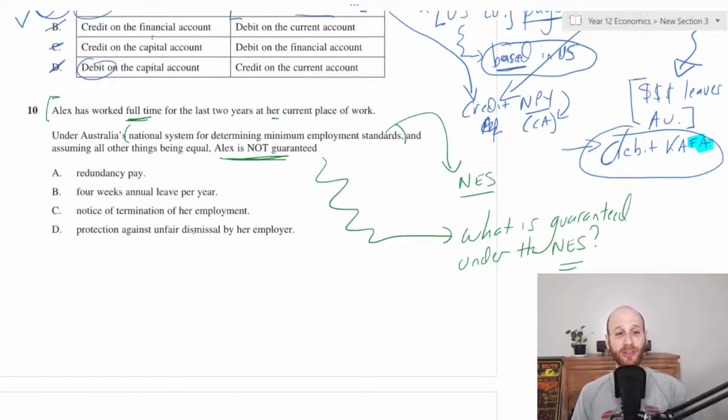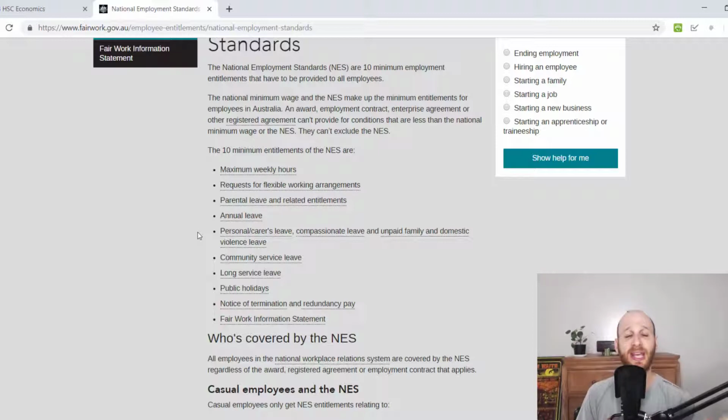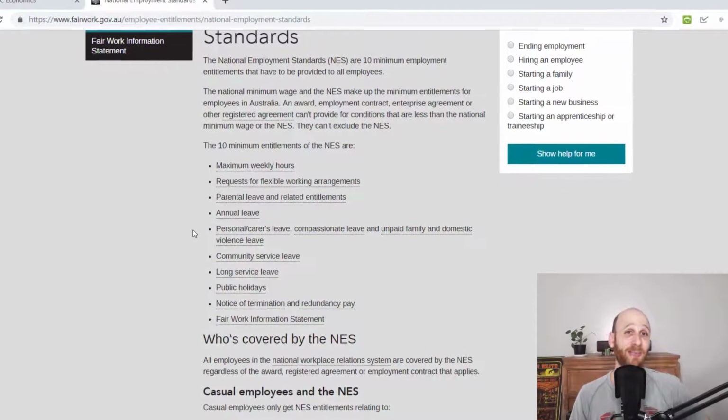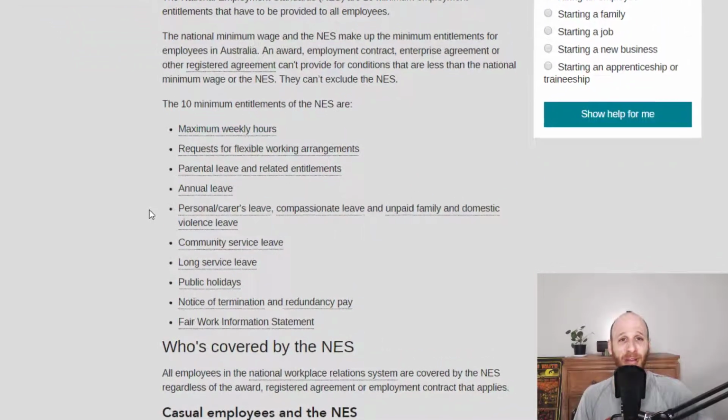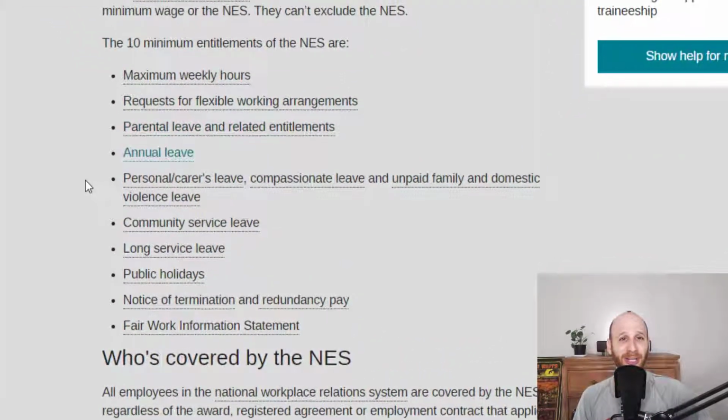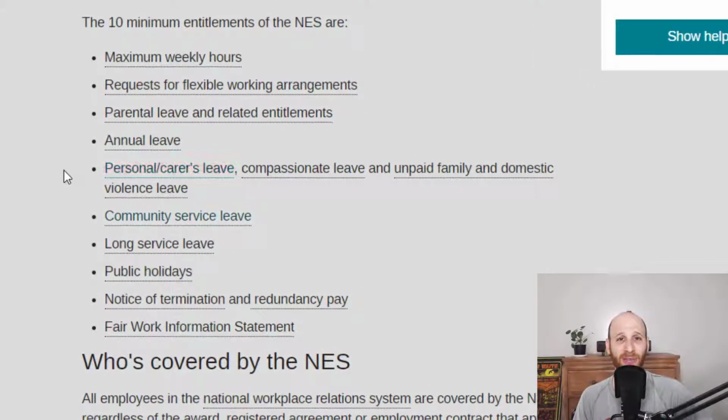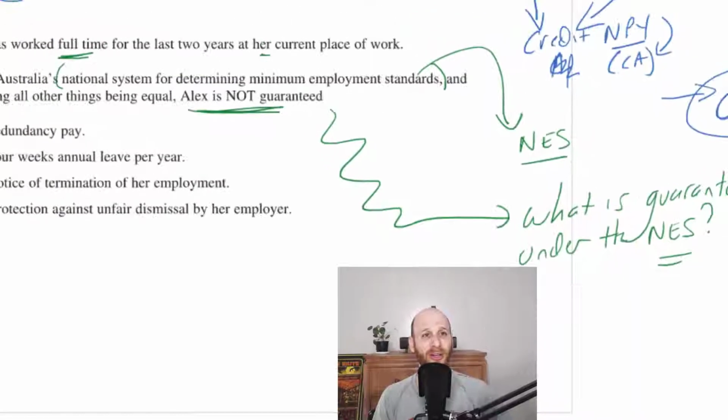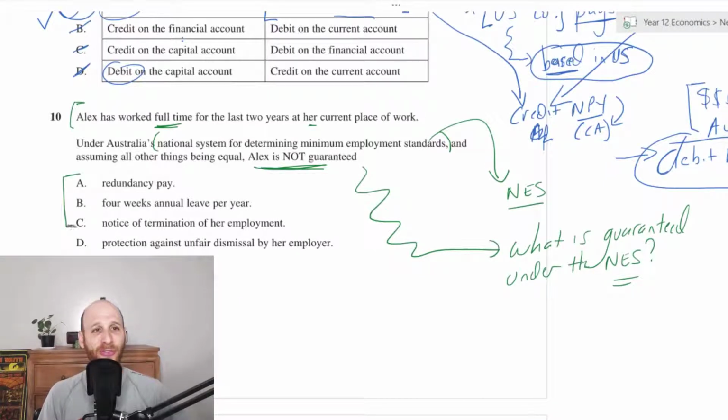So if I just quickly go here, I understand that you're not able to do this in your HSC. So I look at the 10 minimum titles of the NES are maximum weekly hours, flexible working, parental leave, annual leave, carers leave, community service leave, long service leave, public holidays, termination redundancy payment, and getting a Fair Work information statement. Okay, so these things are guaranteed. There's nothing about unfair dismissal in the NES. In fact, it's a separate set of legislation. So unfair dismissal is D.